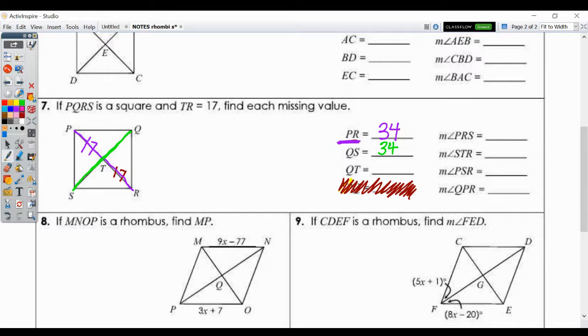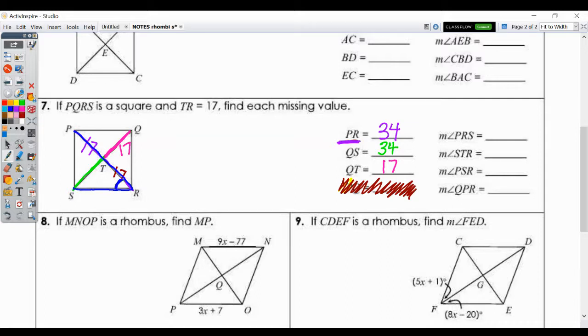Then it wants QT, which is just this half right here that I'm doing in pink. We already know from this earlier problem that half of 34 is going to be 17. So that means QT is going to be 17. Okay? So then it asks for angles. The first angle it asks for is PRS. So PRS is going to be this.